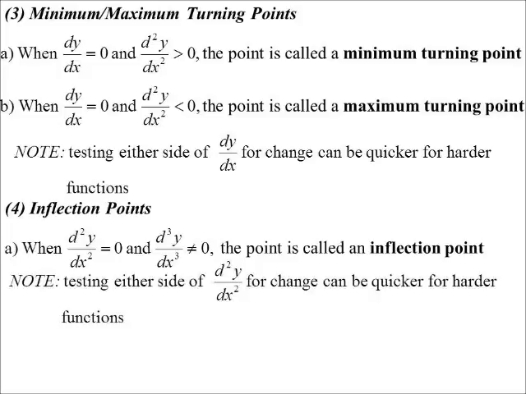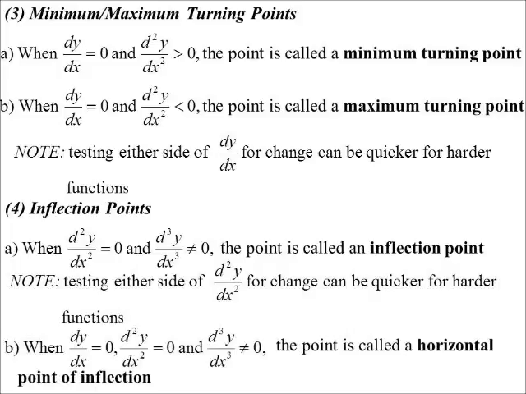So that's an inflection point. Again, as I say, you could test either side. If you get all of them combined together, you get a stationary point and an inflection point. Then, as I say, that's what we call a horizontal point of inflection, the most classic one being the cubic out at the origin.